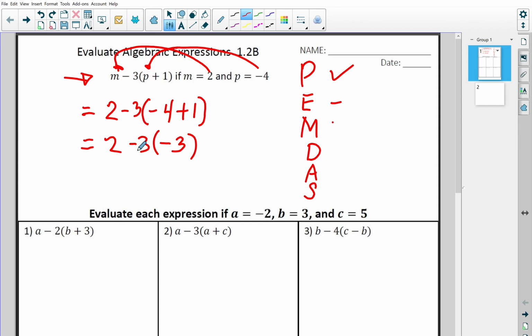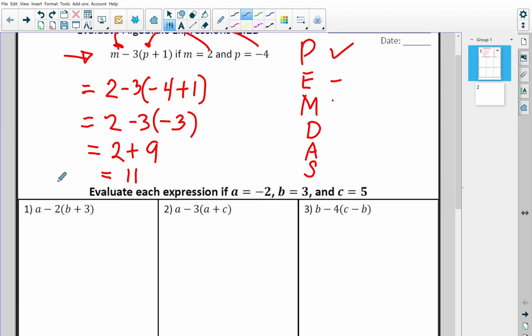You have negative 3 times negative 3. Remember, if you multiply two numbers with the same sign, the answer is positive. So this becomes a positive 9. Copy 2, and since this is positive 9, it becomes plus. And finally, to simplify, this becomes 11. That's it. Let's now try number 1.